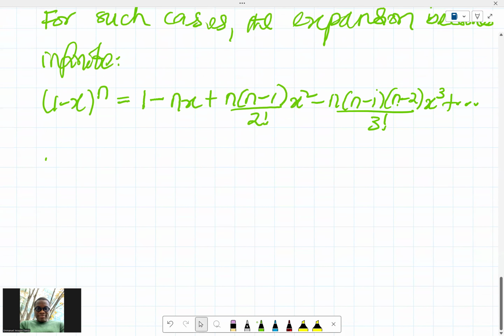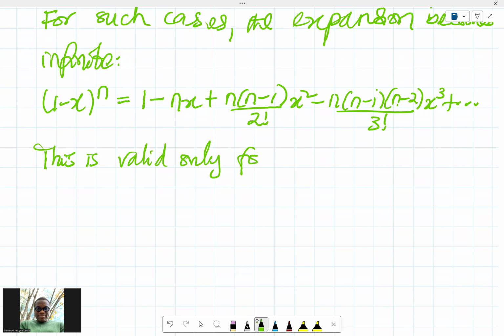So here, this is valid only for absolute value of x less than 1. And I've said it a couple of times. The absolute value of x less than 1 means you have minus 1 less than x less than 1. So if it falls outside of that range, then the rule doesn't hold anymore. The expansion becomes infinite and it converges.